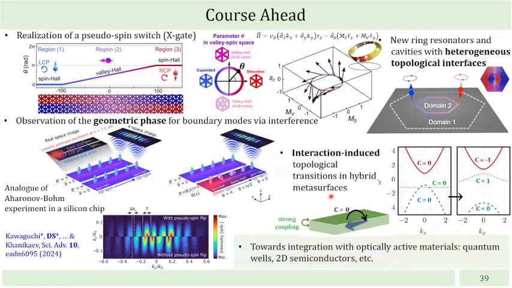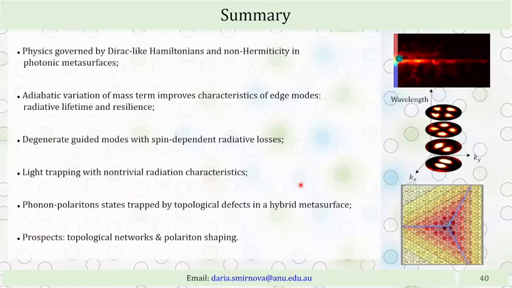And the other direction, which is also quite natural, is the interaction-induced topological transitions in hybrid structures. So this is my concluding slide. Basically, I discussed some physics governed by Dirac-like Hamiltonians. It turns out that it can be applied to implement light trapping and radiation shaping in metasurfaces. And we also demonstrated structured phonon polaritons in hybrid metasurfaces. So we believe that this paves the way towards engineering of extended topological networks in the form of extended patterns and polariton shaping and also thermal management at the nanoscale. With this, I thank you for your attention.